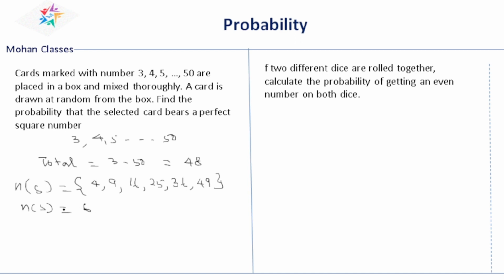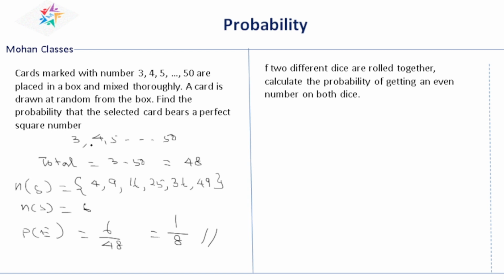Total will be 6. Therefore, what is the probability? Probability of the event is equal to 6. Here 48 is the total possible outcome, right? 6 by 48, that is equal to 1 by 8. This is the answer. Understand what we did?